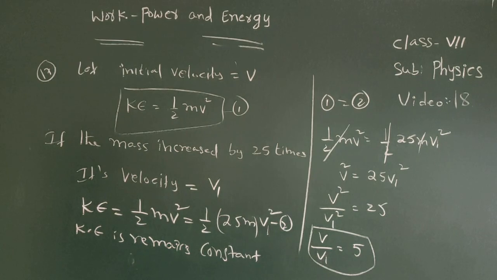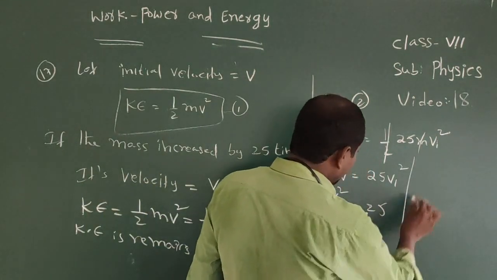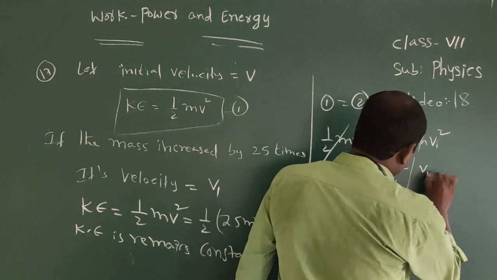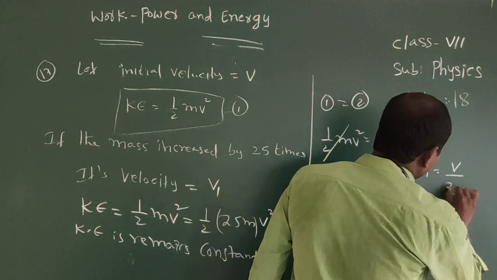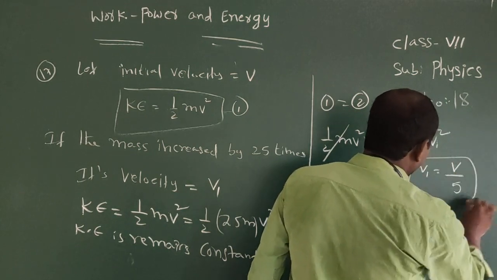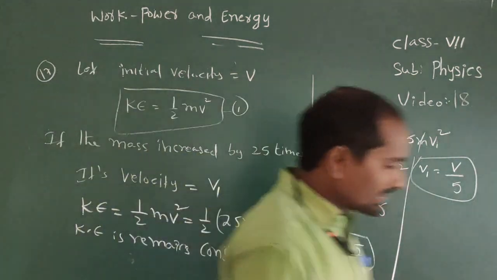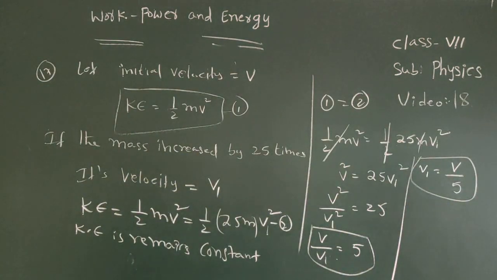Therefore V1 equals V by 5. It is the new velocity. New velocity of the body equals V by 5 meter per second.